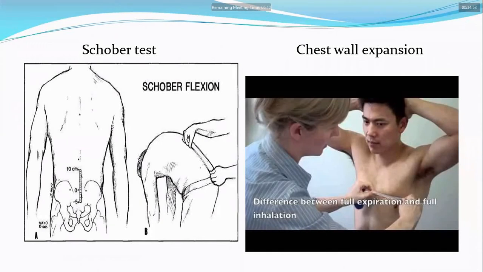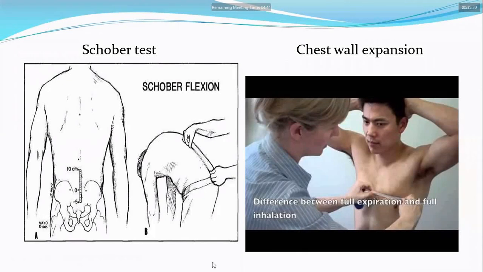In ankylosing spondylitis, there will be no excursion, there will be stiffness, there will be no movement, so it will be less than 20 centimeter in modified Schober, and less than 15 centimeter in the Schober test. Basically, Schober looks for lumbar excursion, and modified Schober looks for lumbar and sacral excursion.